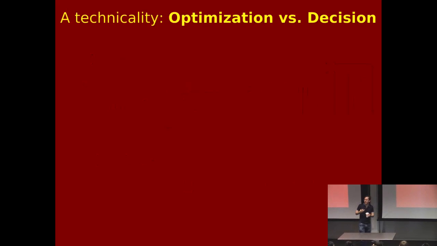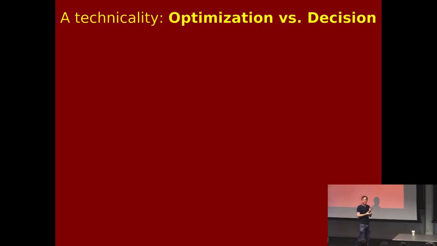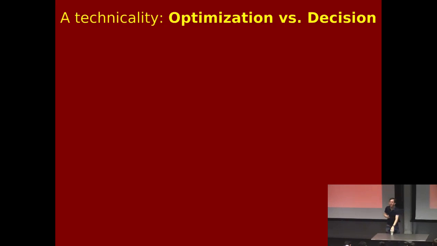OK, so for the rest of the lecture, I'm going to tell you more about approximation algorithms. I have to devote one slide to a little technicality, just because I feel like I should only say things that are, strictly speaking, true. It's a technicality about notation or terminology: optimization versus decision.